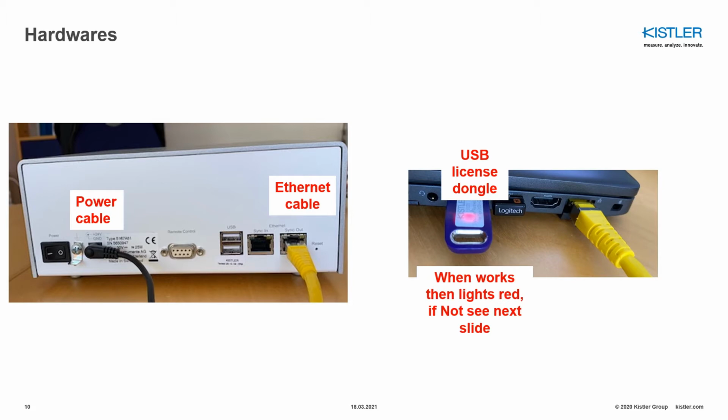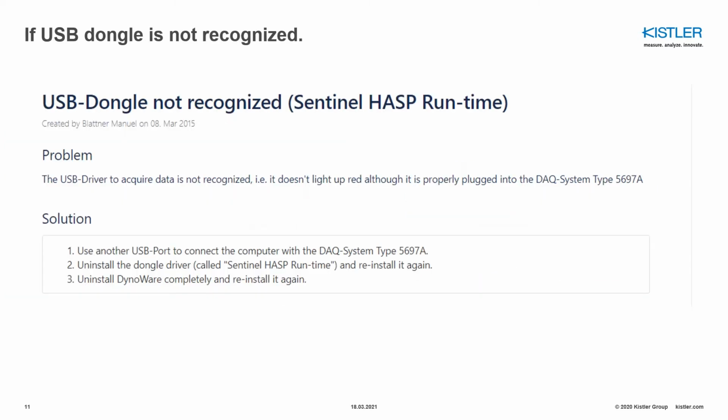Very seldom it doesn't work. Then you need to try different USB ports on your computer. You need to test. If it doesn't work, then you need to uninstall the dongle driver. It's called Sentinel Hasp Runtime. It's in the same package as the Dynoware package. If it really doesn't work again, then you need to uninstall Dynoware and completely reinstall.